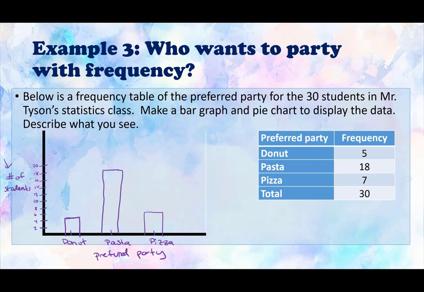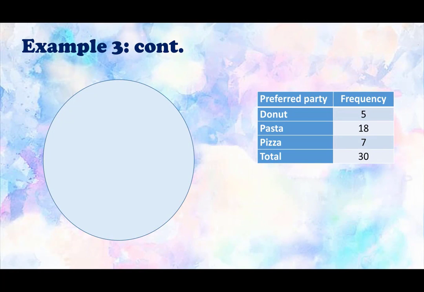But now we want to make a pie chart of this data. To do the pie graph, it's really useful to look at the relative frequencies. Remember that the relative frequencies were 16.7%, 60%, and 23.3%.